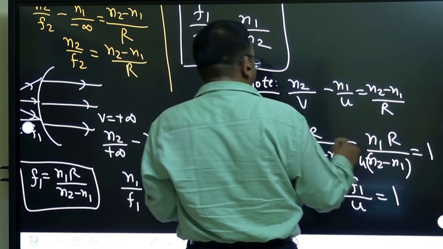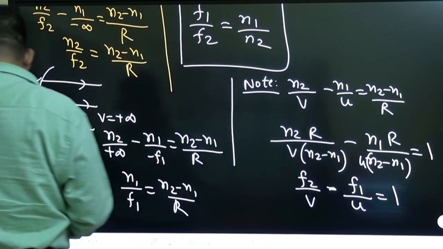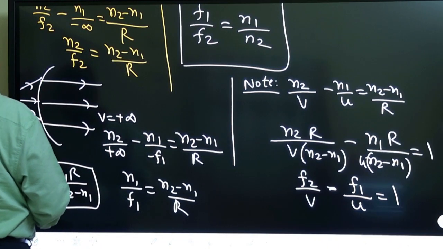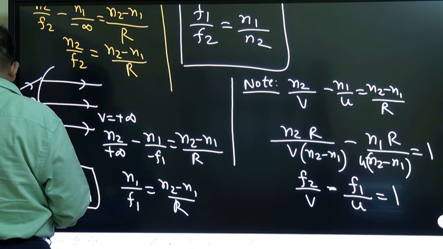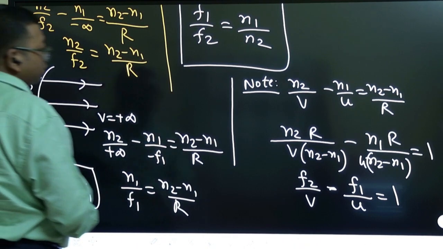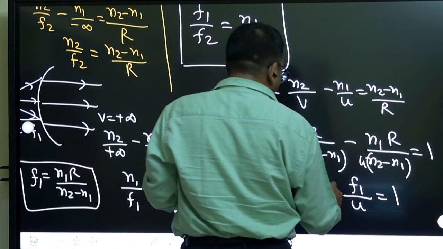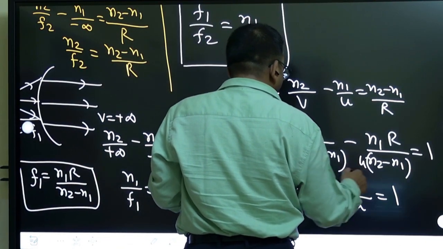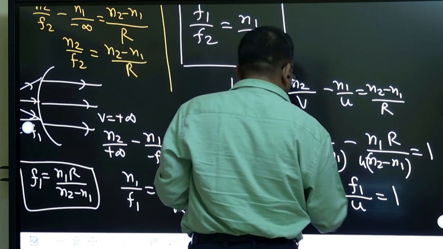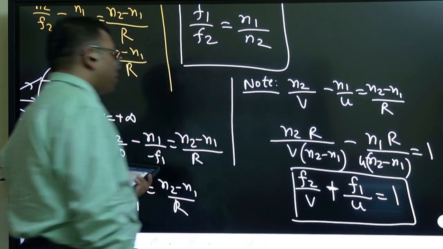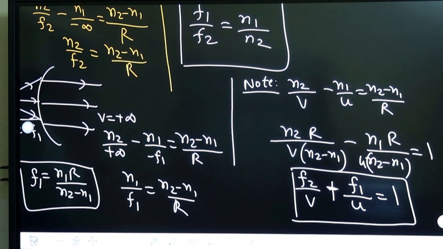But I think with proper sign we need to substitute. They need to substitute with sign. So with the sign, u they are substituting as minus u, so plus, they are getting this. This result is an important formula: f2 by v plus f1 by u is equal to 1. Anyway, so this power formula is defined like that.